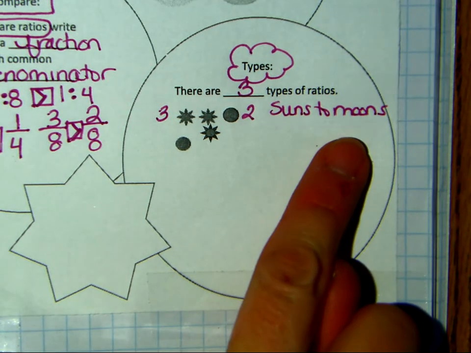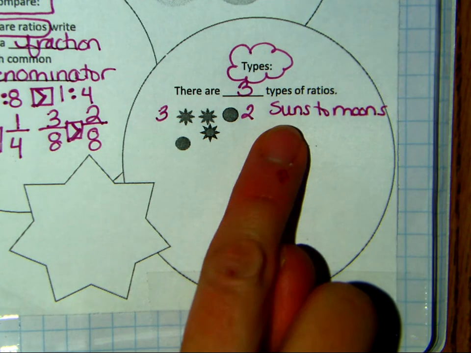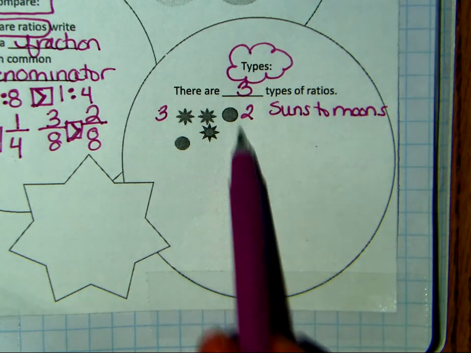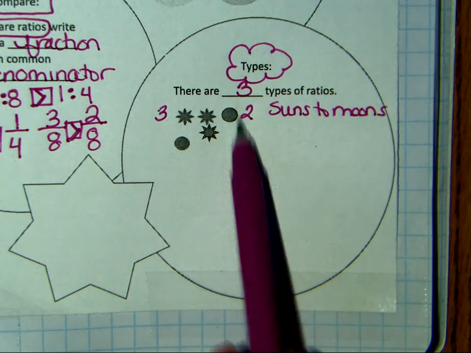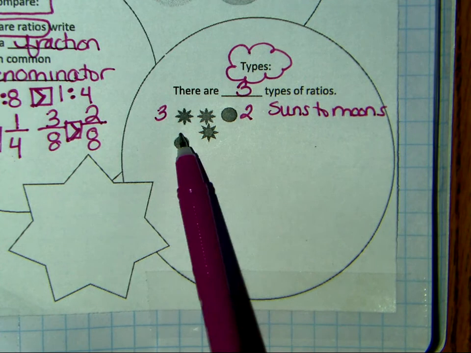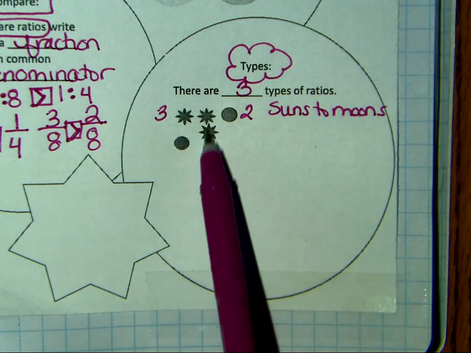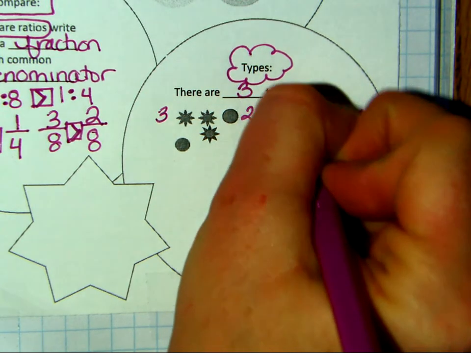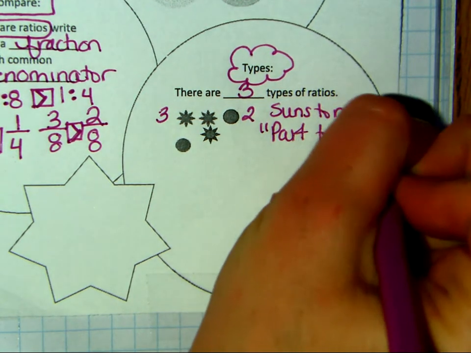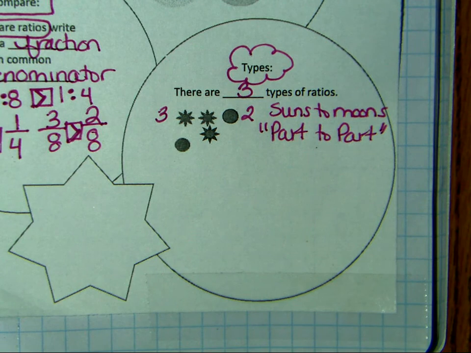Suns to moons would be a ratio that is a part to a part. Because you'll notice these are all celestial units, or you could say they're shapes. So if I wanted to do circles to stars, they would be all shapes. If we individualize them, we would have suns to moons. So this would be what we call a part to part ratio. We're taking a part of what we have and comparing it to another part.